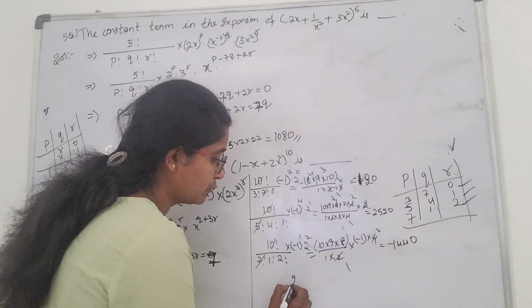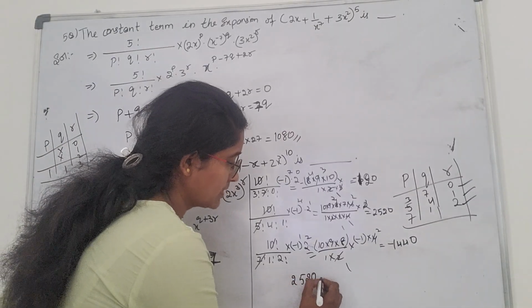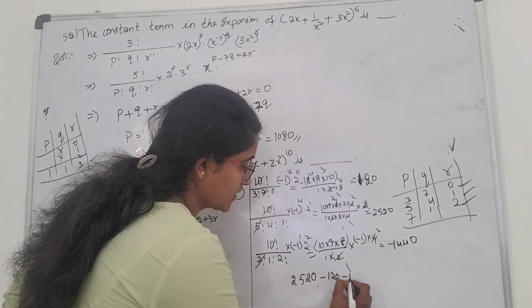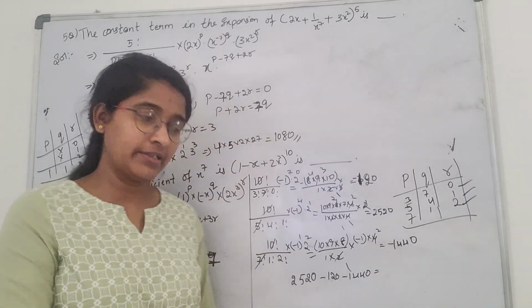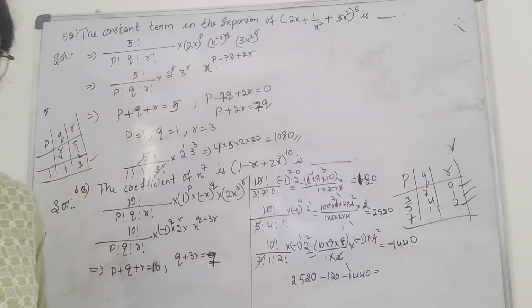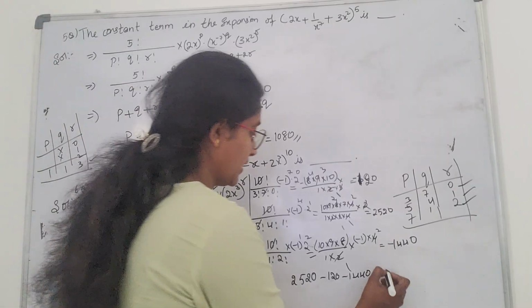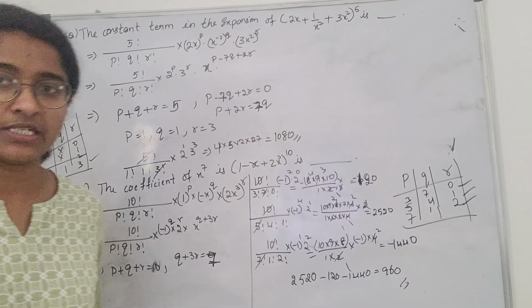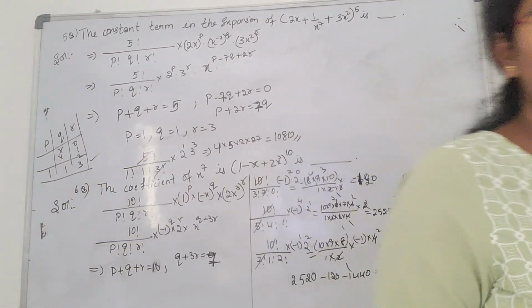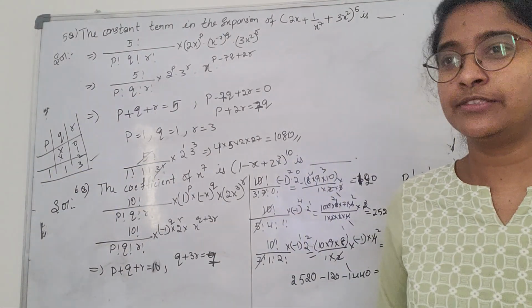So 2520 plus minus 120 minus 1440, you can calculate the final answer and write it. I'm giving the answer as 960. You can calculate and check it. The process, everything is done. So one final problem we have.